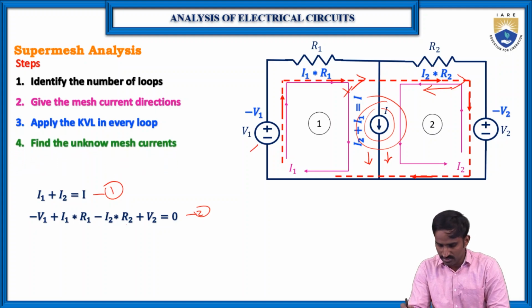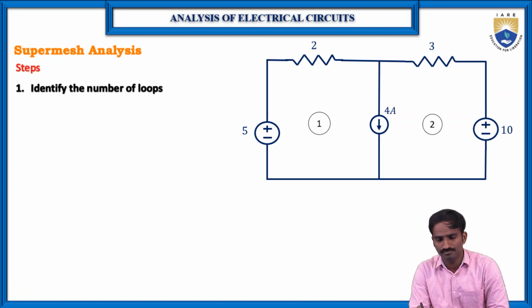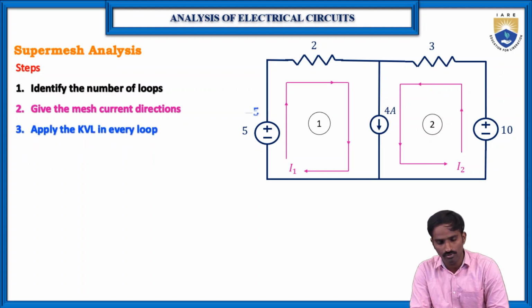So okay, let us consider some values for these two. Yes, let us consider here V1 is 5 volts, R1 is 2 and R2 is equal to 3, and here the current I is 4 amperes and V2 is equal to 10. Then again two loops are there, and the two loop current directions we have given in a similar way. Then here I is equal to I1 plus I2, which means I1 plus I2 is equal to 4.